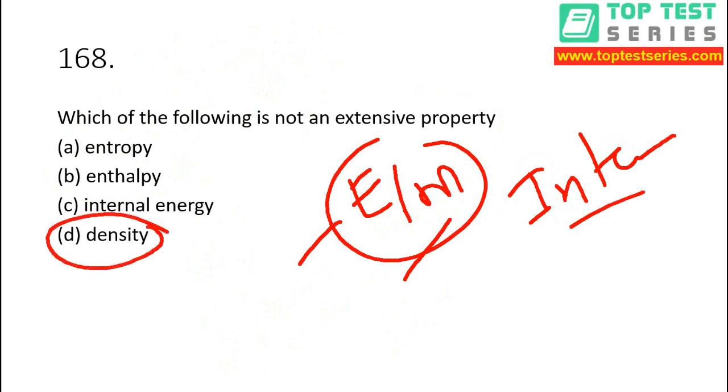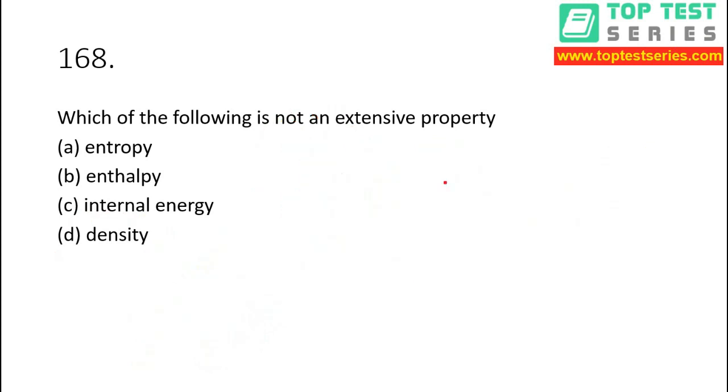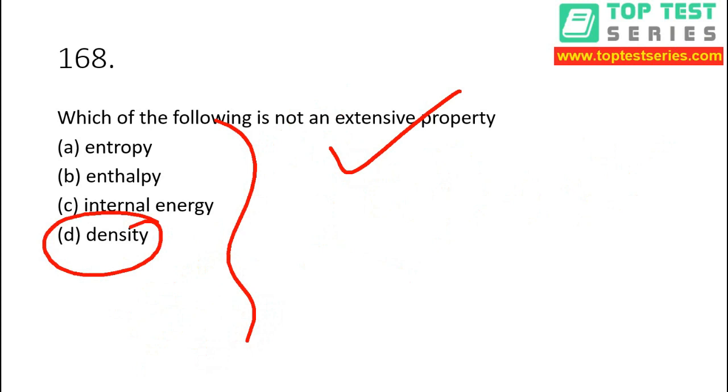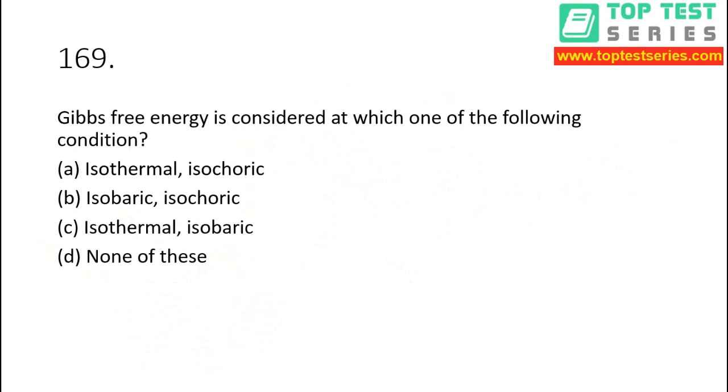Just like density. Density was, my dear, mass divided by volume. Mass is an extensive property, volume is an extensive property, so this will get cancelled. Therefore, among all the options we have given, option D is not an extensive property because density is an intensive property, right? And this is a very common question usually asked in the examination.